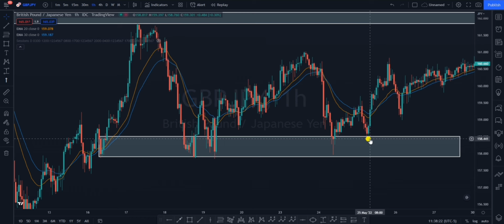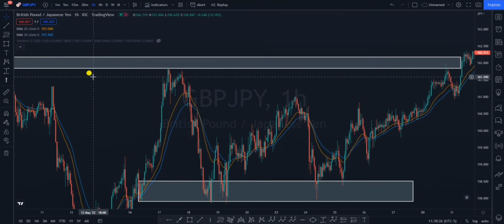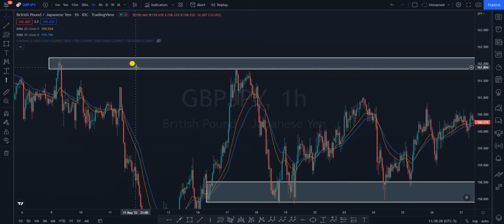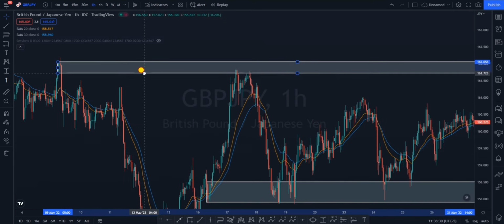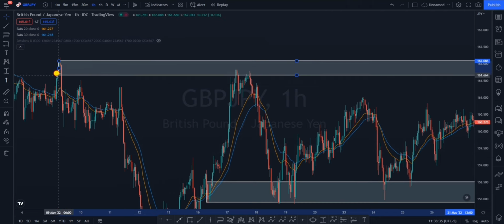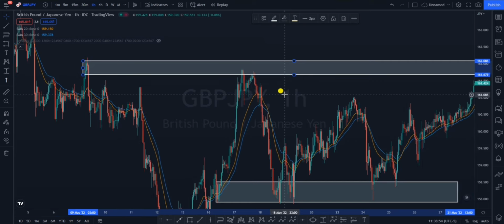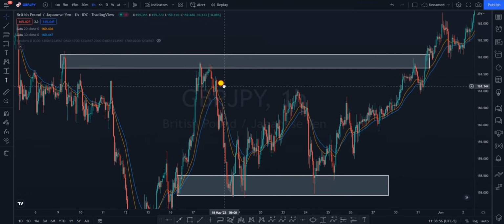On the opposite hand, we have a supply zone, which is the last bullish candle before the sell move. So we have right here, this is a supply zone. Take into consideration the wick to wick. And we will see that over here when the market comes back to the supply area, the market was rejected and immediately pushed down. So that's how you draw your support and resistance the ordinary way, and also the supply and demand zone as a support and resistance.